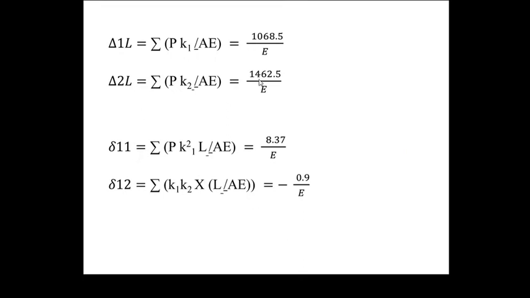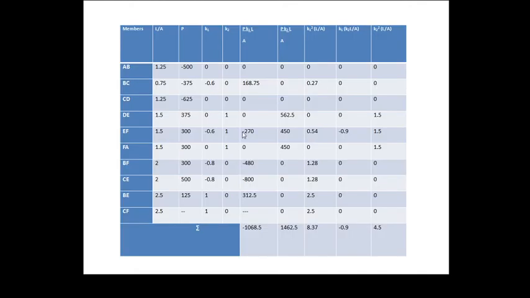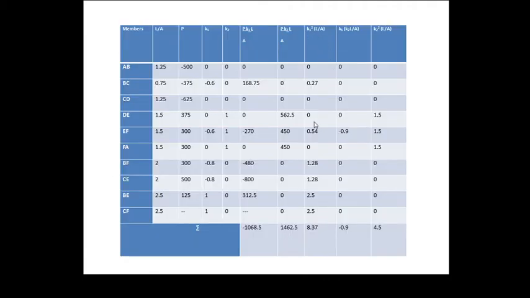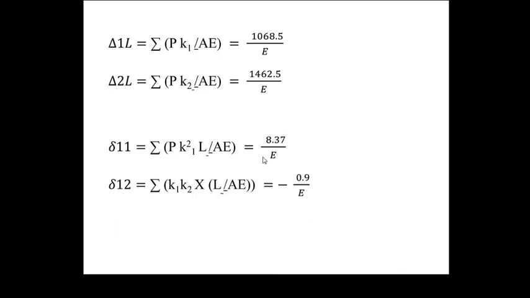Similarly, these are the forces in the members. Two unknowns we can compute here. Then delta 11 is equal to sigma p k1 square L by AE. What is that value? That is p k1 L, the value of 8.37. The summation of this column is 8.37 divided by E. Why? Because the E value is not considered here, we normally assume it as 1.